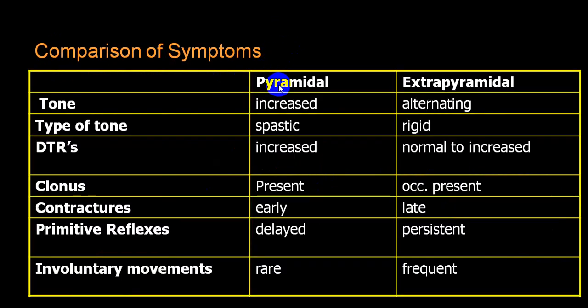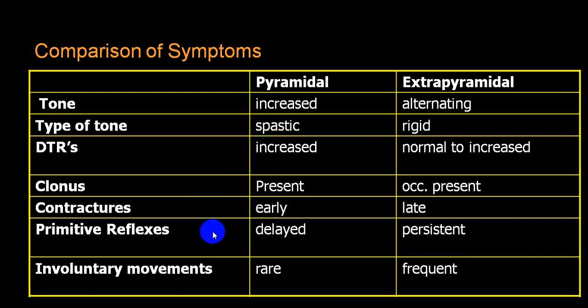If we get damage to the pyramidal tract, tone is increased. Because tone is increased, the muscles are spastic. Because there is increased tone, deep tendon reflexes are brisk. Clonus may be elicitable, particularly ankle clonus and patellar clonus. Very early, there will be contracture because of disuse atrophy, and the person will have severe spasm.